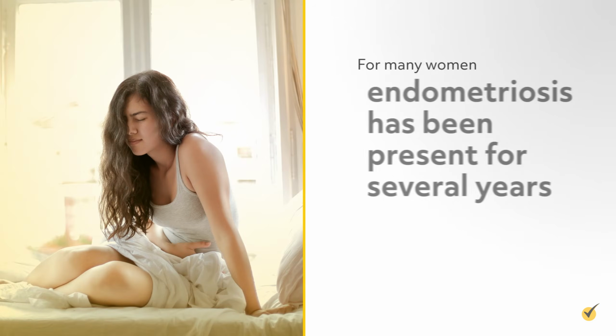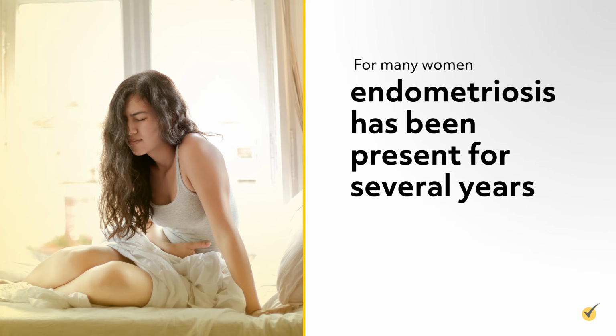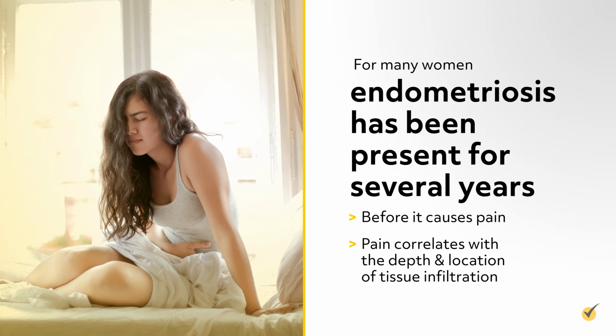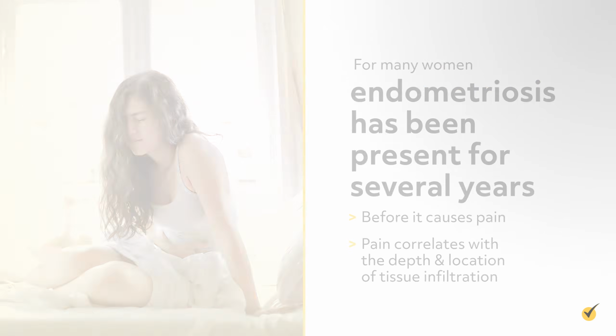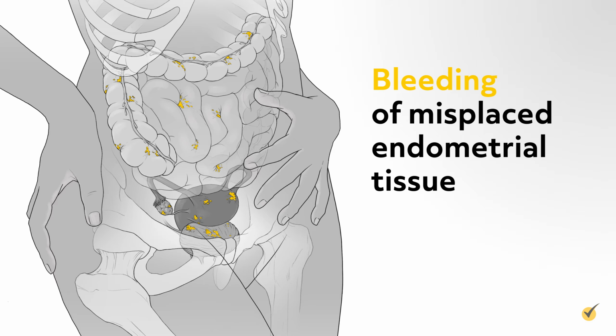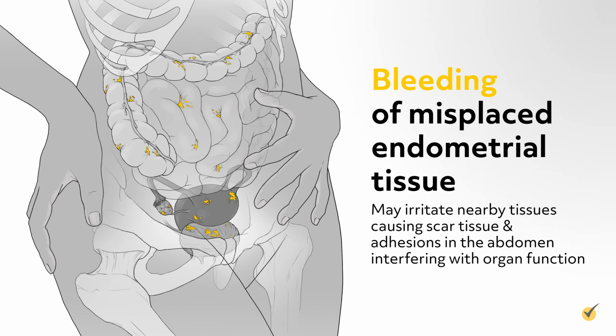The severity of pain does not depend on the amount of misplaced tissue, but for many women, endometriosis has been present for several years before it causes pain. The degree of pain correlates with the depth and location of tissue infiltration. The bleeding of the misplaced endometrial tissue may irritate nearby tissues, causing scar tissue and adhesions in the abdomen, interfering with organ function.